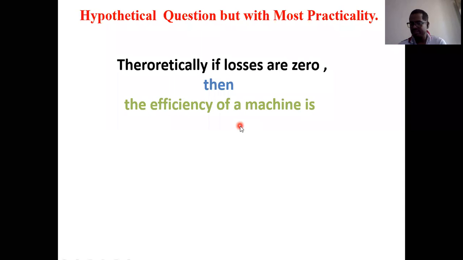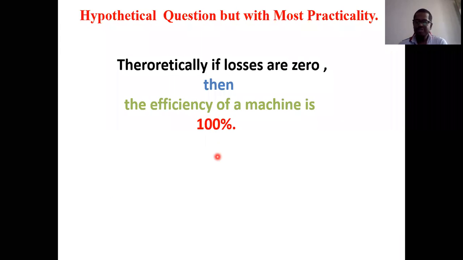Yes, I'm getting the responses. That is 100%. Theoretically, or we can say ideally, in ideal cases, if losses are zero, the efficiency of any system or machine is 100%. We are very much familiar with this point.